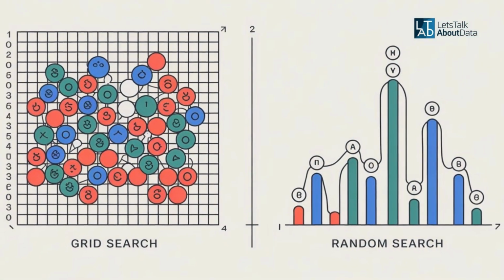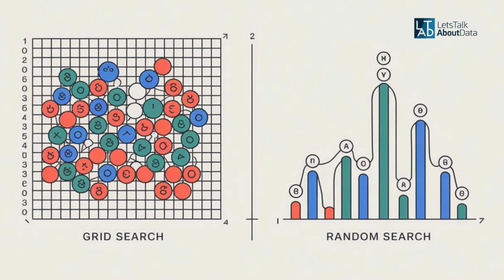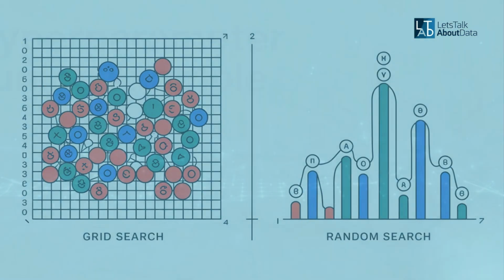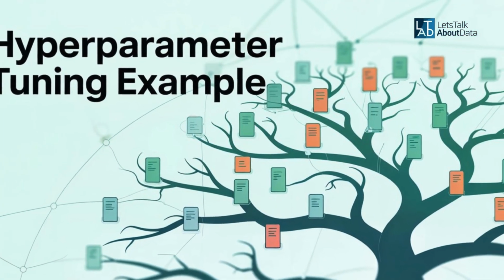Hyperparameters are parameters that are not learned from the data but are set before training. Examples include the number of trees in a random forest, the learning rate in gradient descent, or the depth of a decision tree. Techniques for hyperparameter tuning.